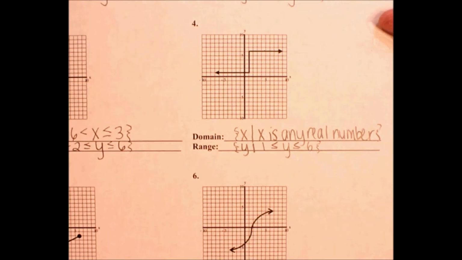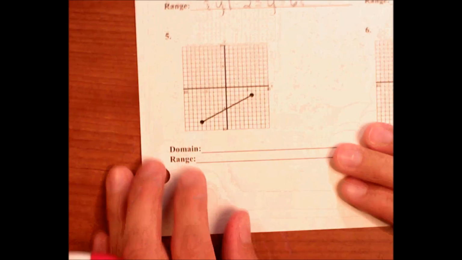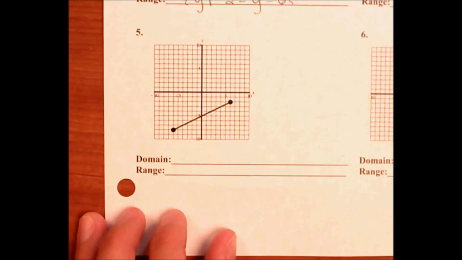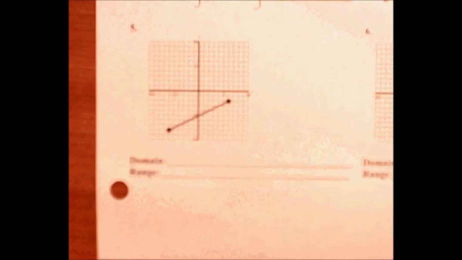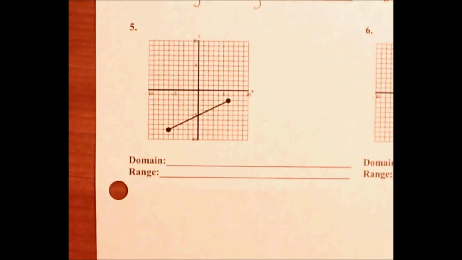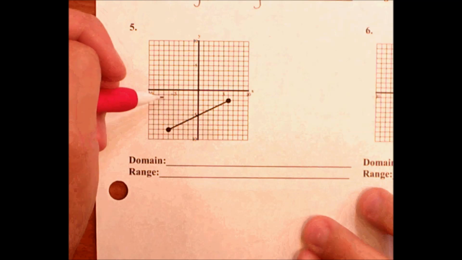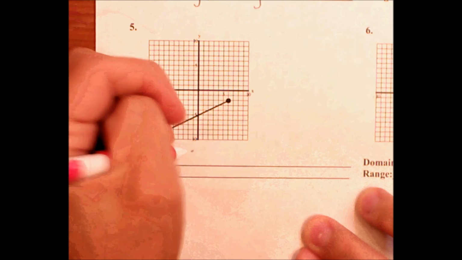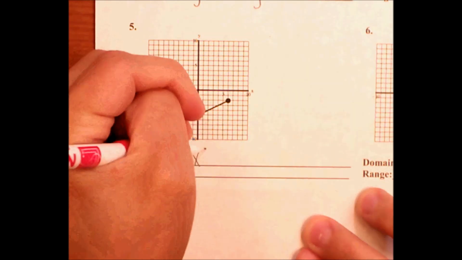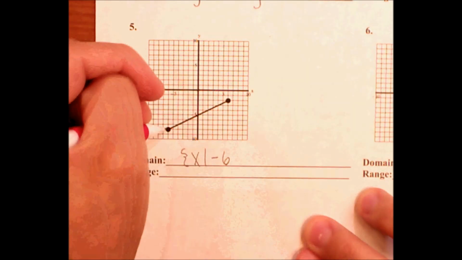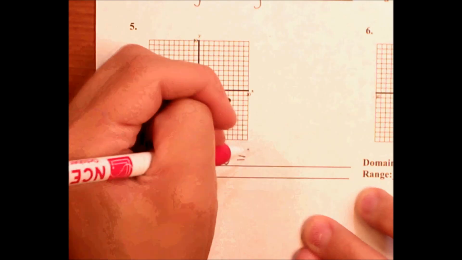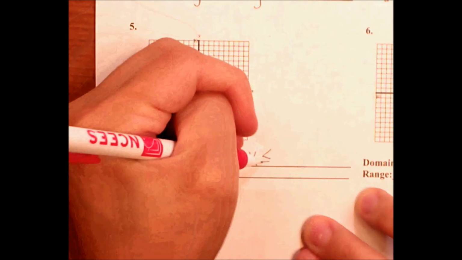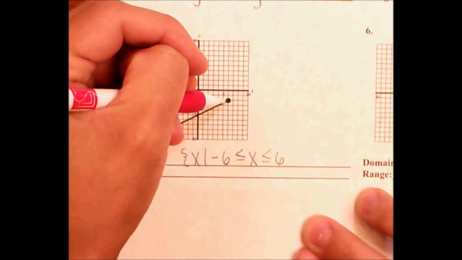Okay, on number 5, let me see if I can focus this real quick. All right, on number 5, the domain moves from -6. So the domain is x such that -6, it's solid, less than or equal to x, and it goes to +6, less than or equal to 6, because it's a solid circle.